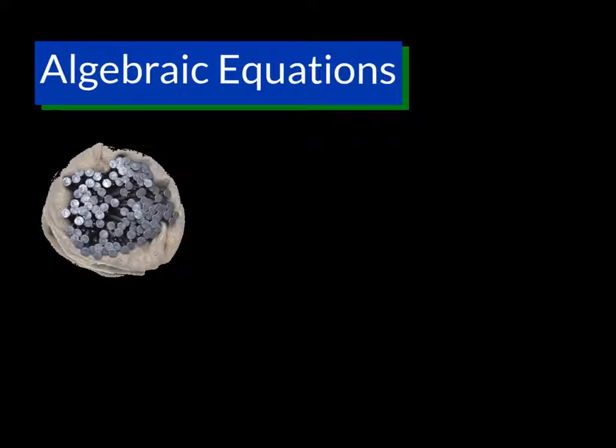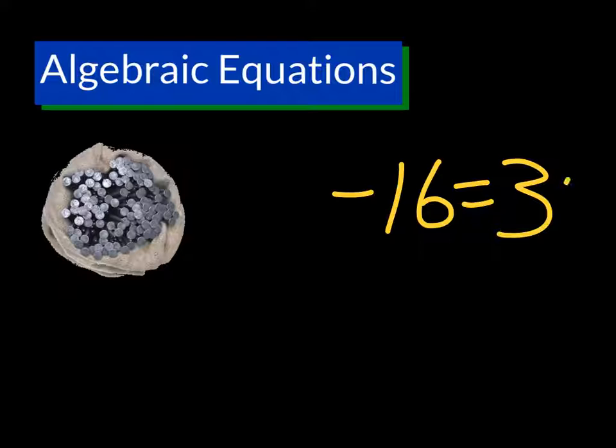Think about this. You have a bag of nails. Your friend grabs a handful of 16 nails out of the bag. And you count the number of nails left in the bag, and you find there are 32. So how many nails did you have to start with? Well, you probably found the answer quite easily. It's 48, but you may not realize that you used algebra to solve it.